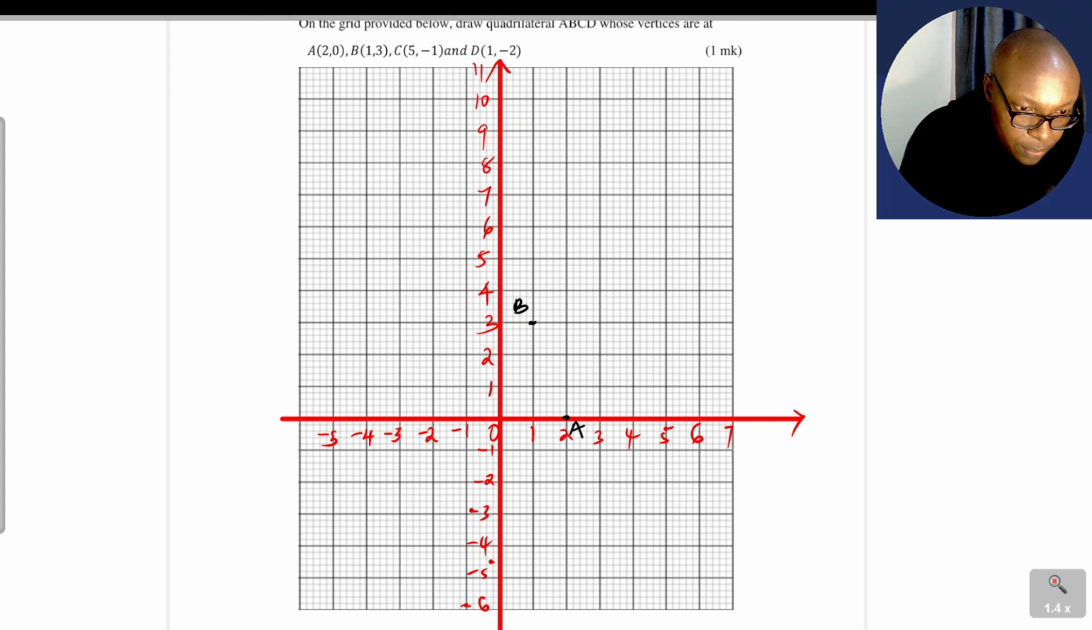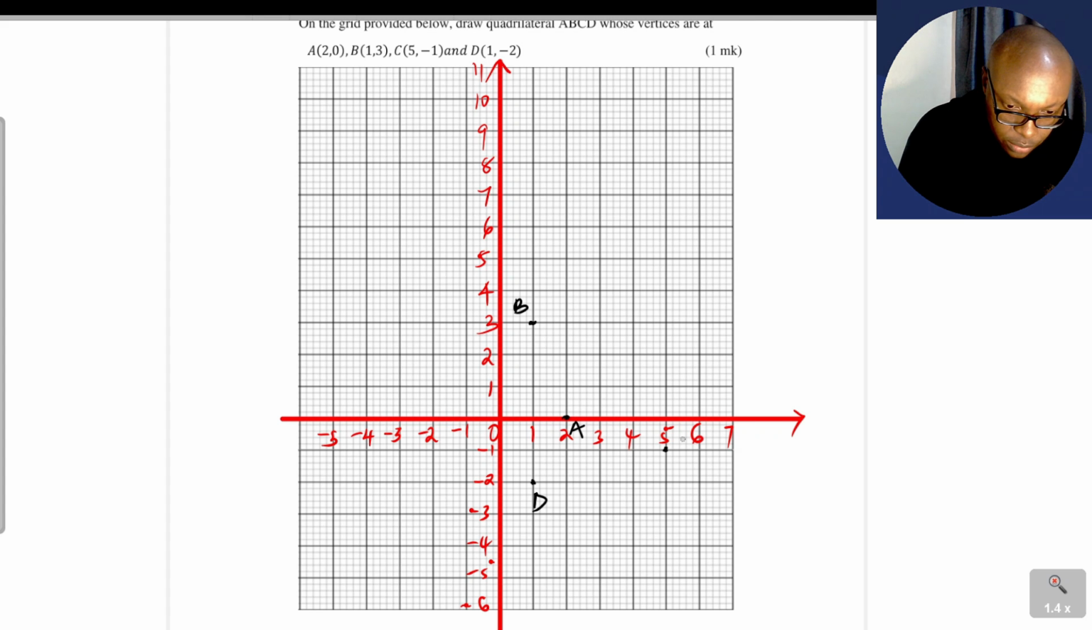Then C, (5, -1). (5, -1) is here. And then D, (1, -2). D is (1, -2). (1, -2) is there. So those are the vertices of this quadrilateral.